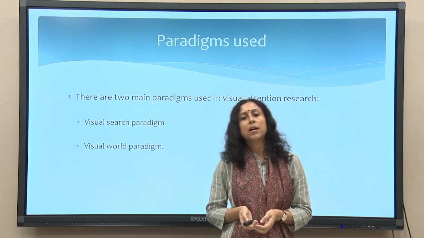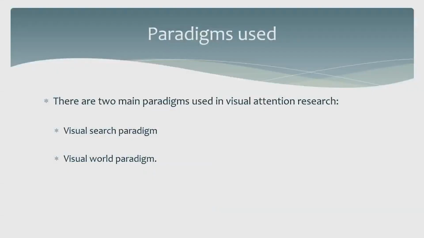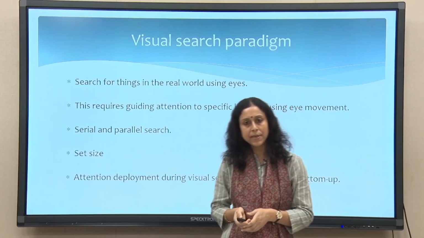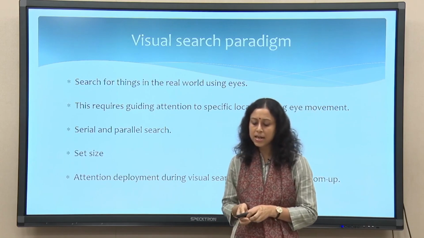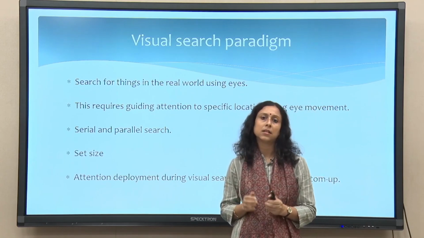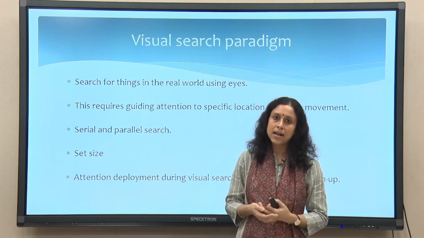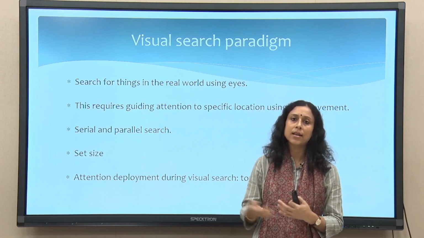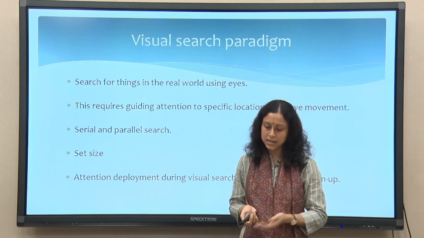There are two main paradigms that are used in visual attention research. One is called the visual search paradigm, the other is the visual world paradigm. They are similar, but not the same, there is a slight difference. The visual search paradigm basically works on the idea that eyes search for things in the real world. So, this is basically the idea.